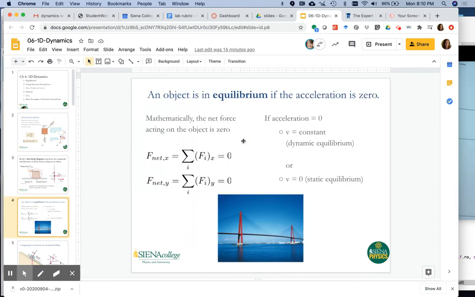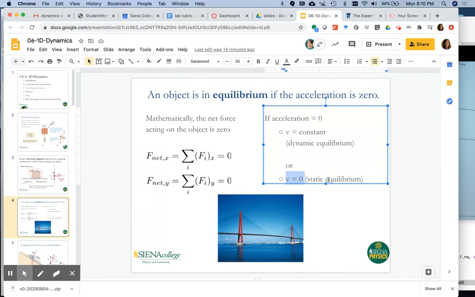Okay, so for an object to be in equilibrium, its acceleration is 0. We talked about this when we did Newton's first law. That means if the net force is 0, it could either be going at a constant velocity or it could have a velocity of 0. When the velocity is 0, that's static equilibrium. When we have a constant velocity, that's called dynamic equilibrium. But regardless of whether it has a constant velocity or 0 velocity, the net force is 0. So the net force in the x direction is 0 and the net force in the y direction is 0 for an object in equilibrium.